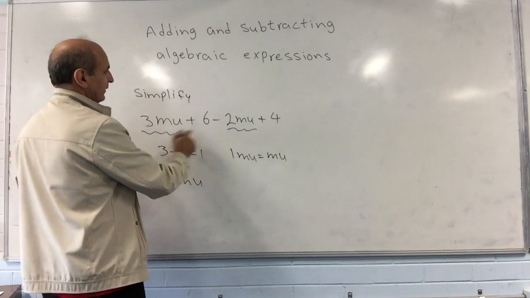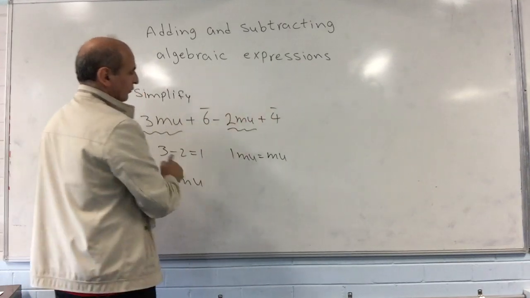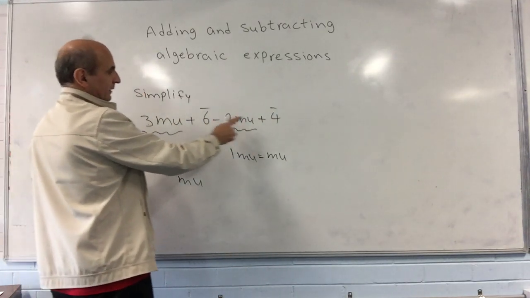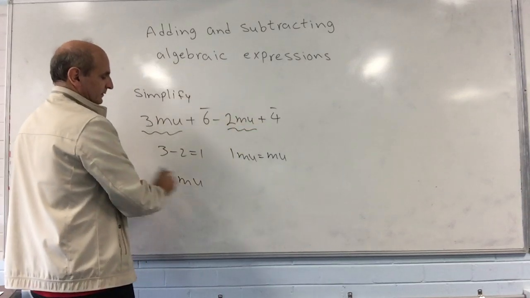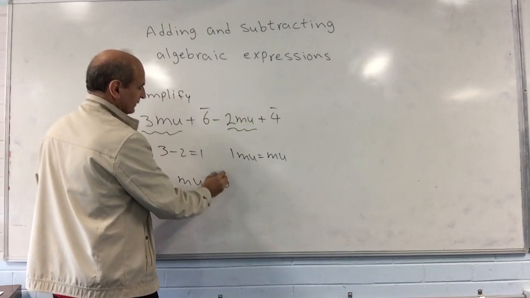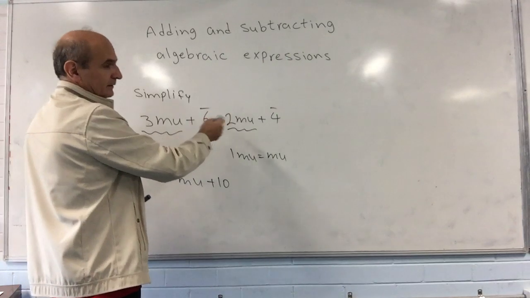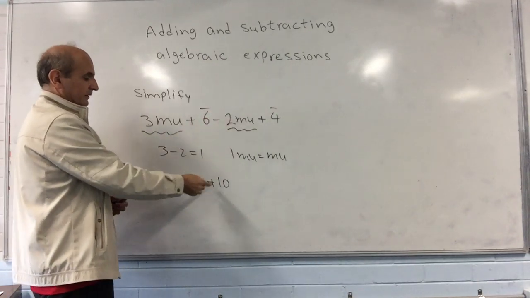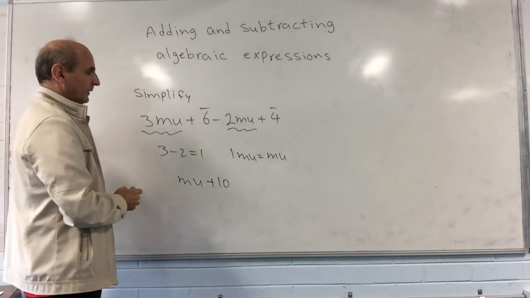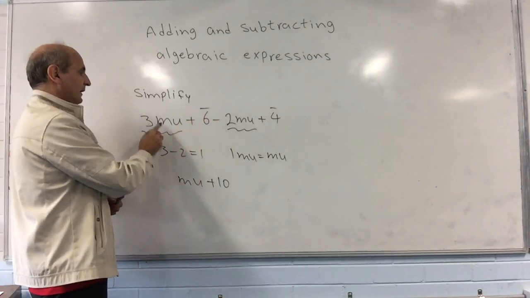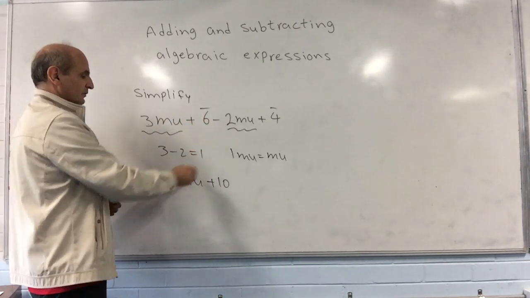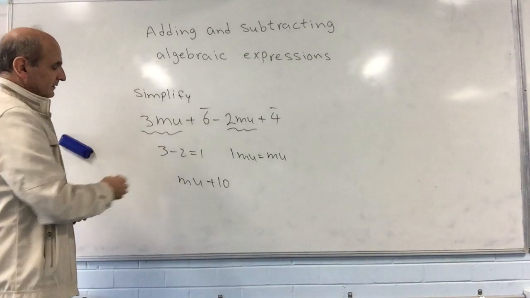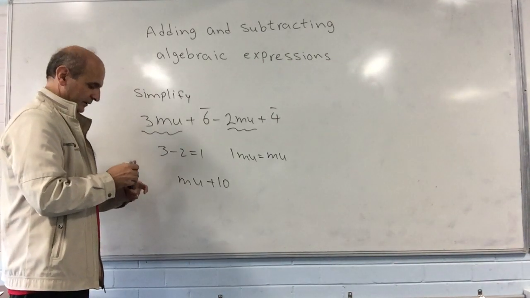Now we look at 6 and 4. 6 plus 4 is 10. So 6 and 4 can be added, they are just numbers, and they give me 10. So 3mu minus 2mu is just mu, and 6 plus 4 is 10, so the final answer is mu plus 10.